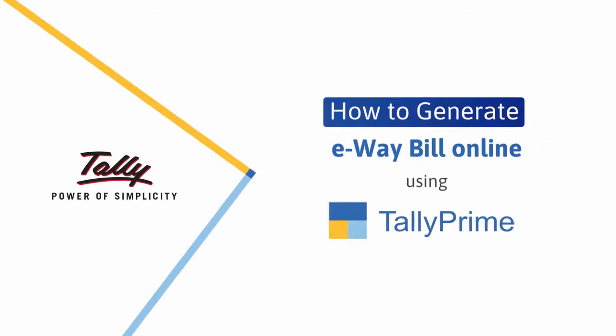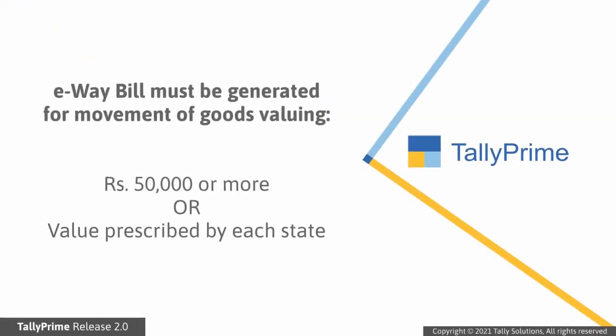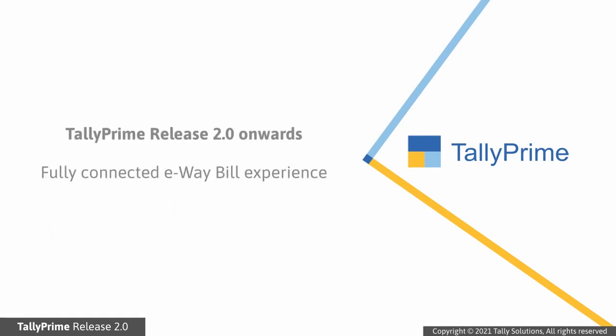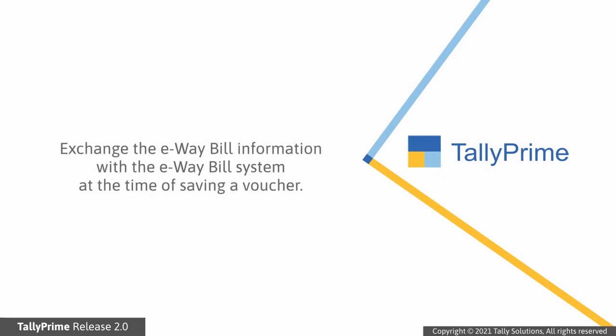In this video, you will learn how to generate e-way bills online using Tally Prime. You will need to generate an e-way bill for movement of a consignment with goods valuing either Rs 50,000 or more or value prescribed by each state. Tally Prime Release 2.0 onwards, you can enjoy the benefits of a fully connected e-way bill experience. Depending on your choice and business requirement, you can choose to exchange the e-way bill information with the e-way bill system at the time of saving the voucher.